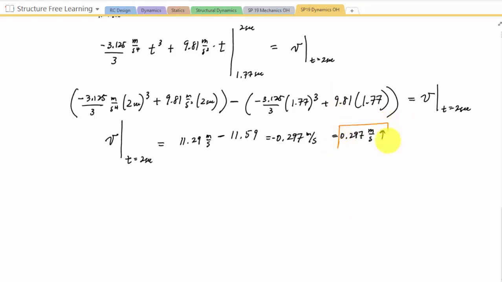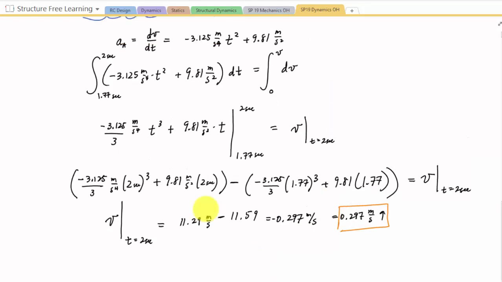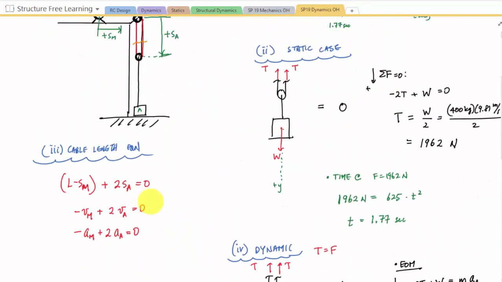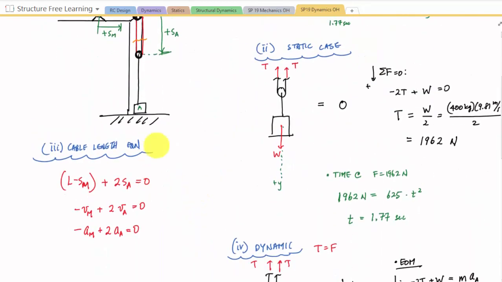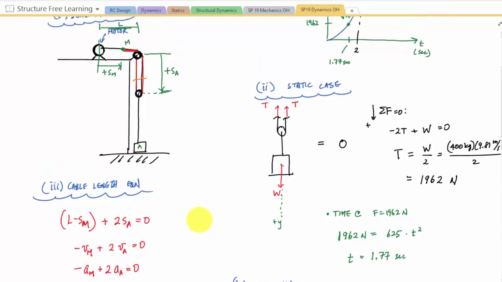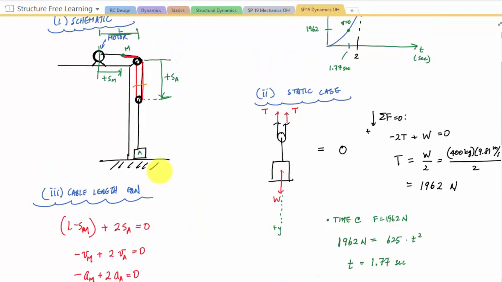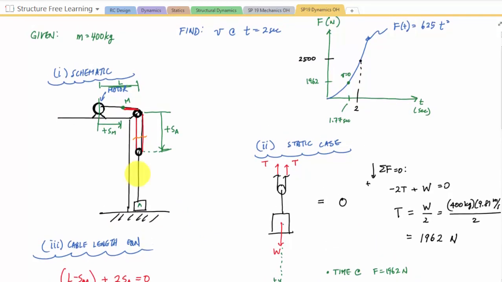That will be the velocity of the crate. I could even determine the speed of the motor using the cable length equation, but we didn't even have to use the cable length equation. My instinct always is when I see a pulley system that I might need the cable length equation. Might as well just set it up, but it's interesting that we didn't need it this time.